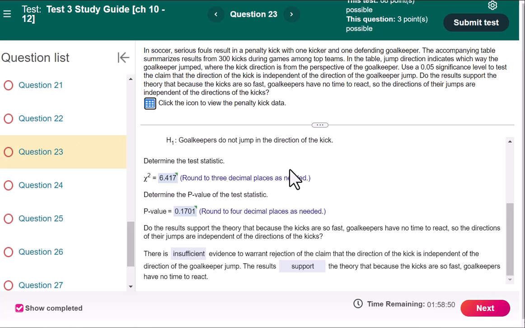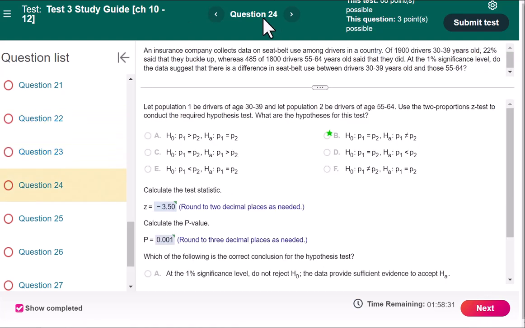And yes, the results support the theory that because the kicks are so fast, goalkeepers have no time to react to it. That's indeed true. Okay, now we're going back to chapter 11.